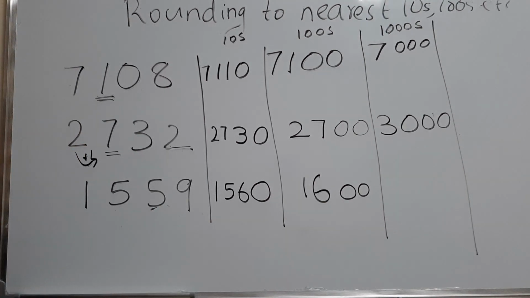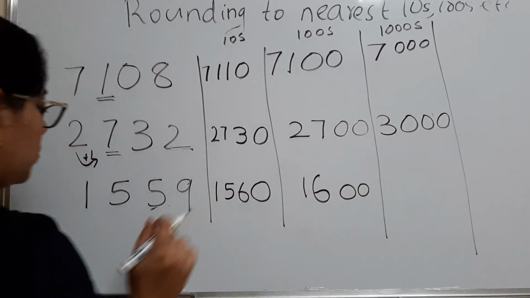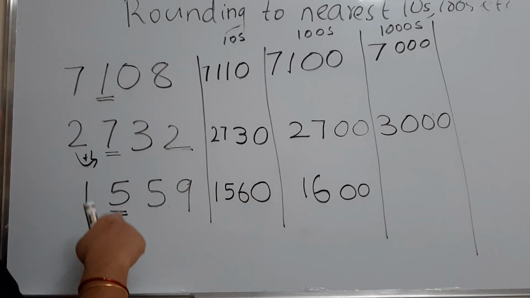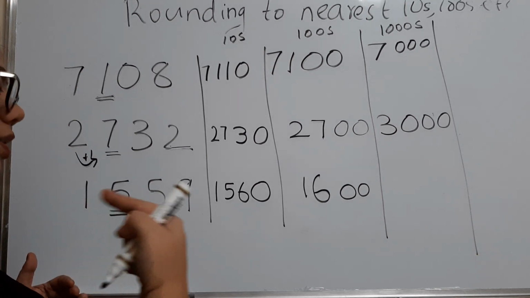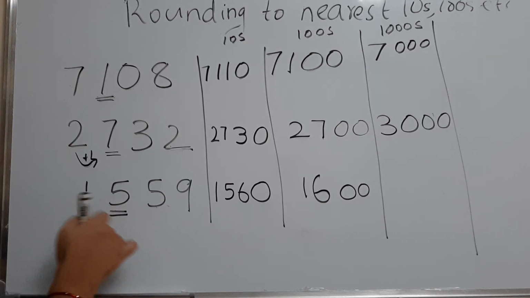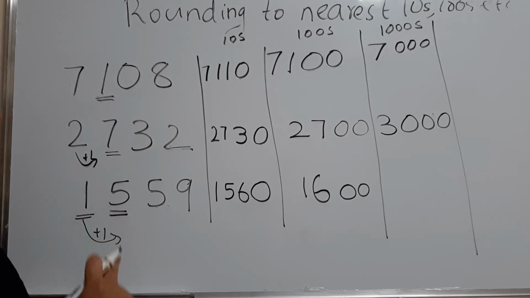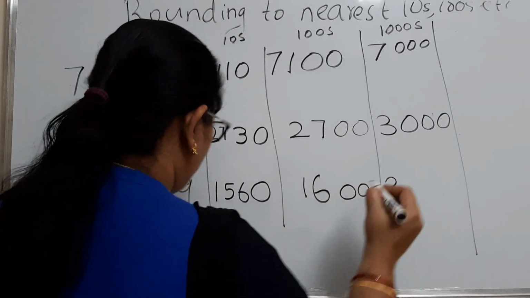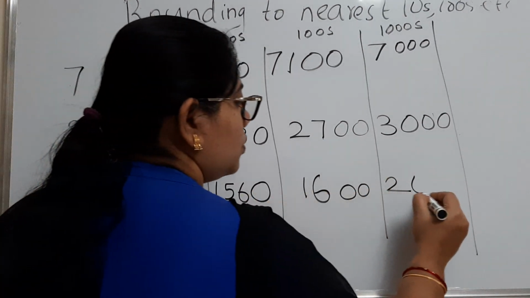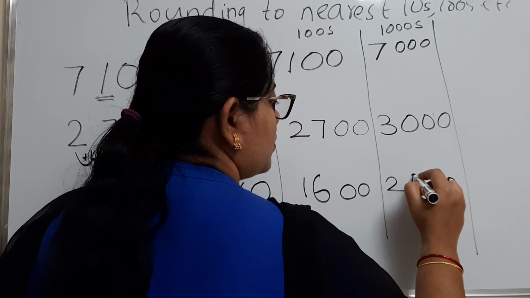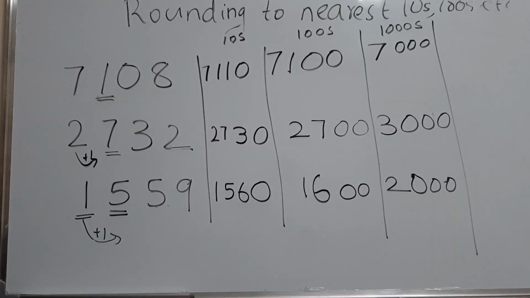So then the answer is 1600. Now rounding to the nearest thousands means you check the hundreds place. Here the hundreds place is also greater than 5. So if it is 5 or greater than 5, then whatever is before, plus 1. So you add 1 plus 1, that is 2, and these three numbers become 0. So our answer is 2000.